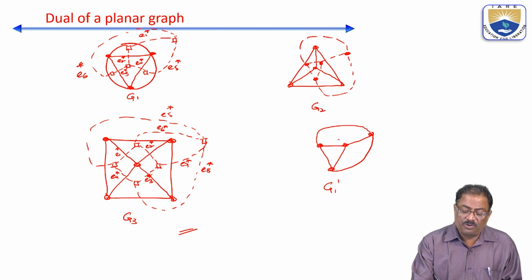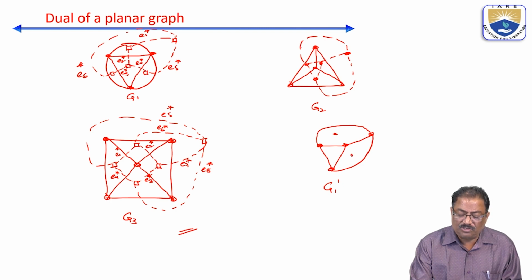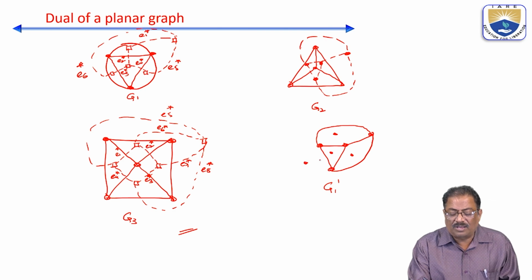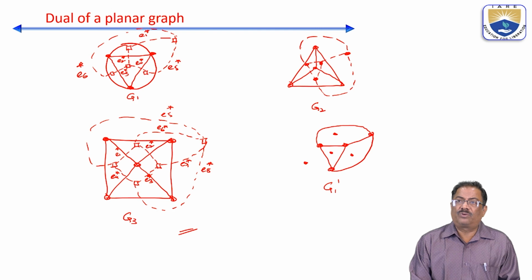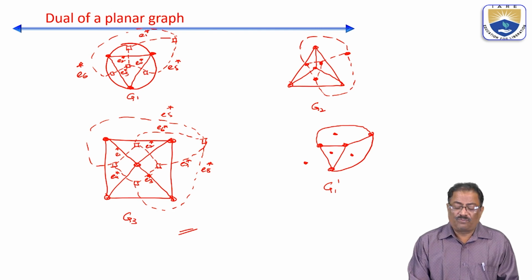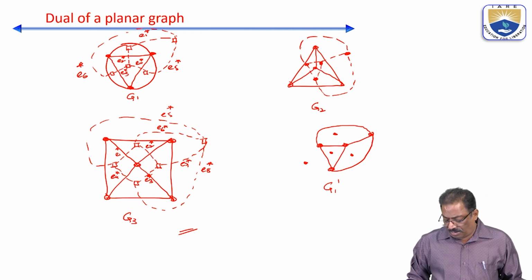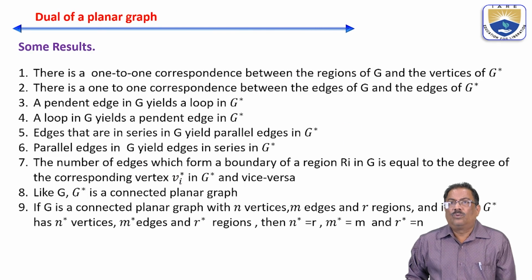And now if I connect once again the dual regions, it will produce some regions. Once again we have to connect all the regions. Then we are going to get the original graph. So for any dual of the dual, we are going to get the original graph.